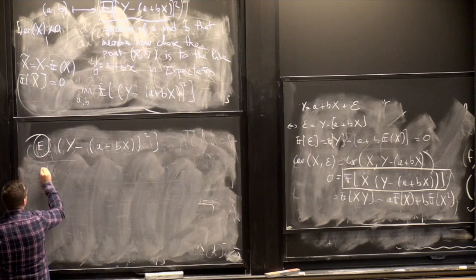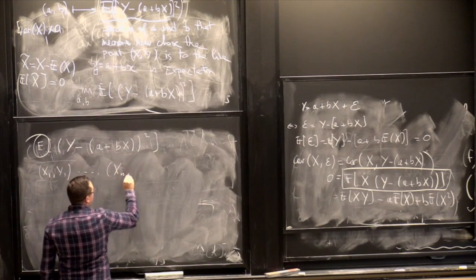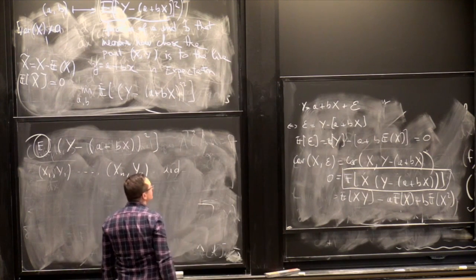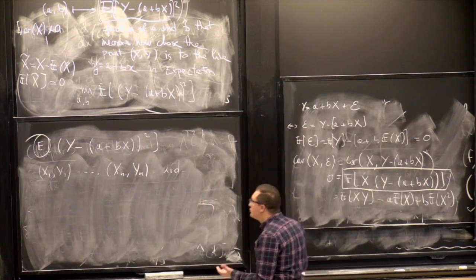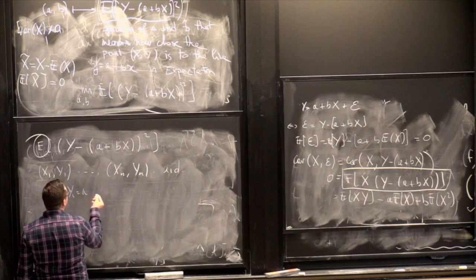Well, I'm going to say I have x1, y1, through xn, yn, and I'm going to assume that they're IID. And I'm going to assume that they follow some model, so that each yi follows the same model.